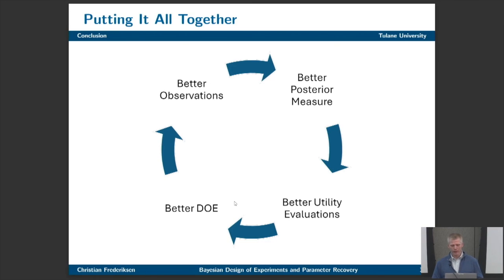And just to tie it all together, we have not fully investigated all of this. This is maybe a little bit of a wish list, but it's plausible enough that I put this in here. So if we have better observations, that could come from strategically scaling our observations or better DOE. We should get a better posterior. If we're using Bayesian DOE, we should get a better utility from that. And then that's going to get better DOE again.